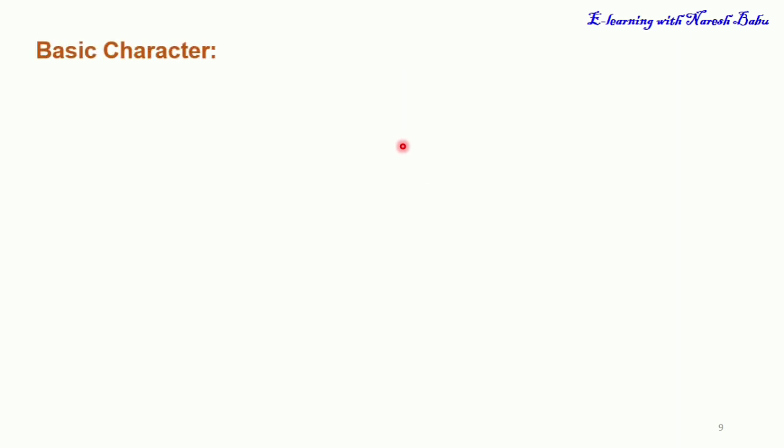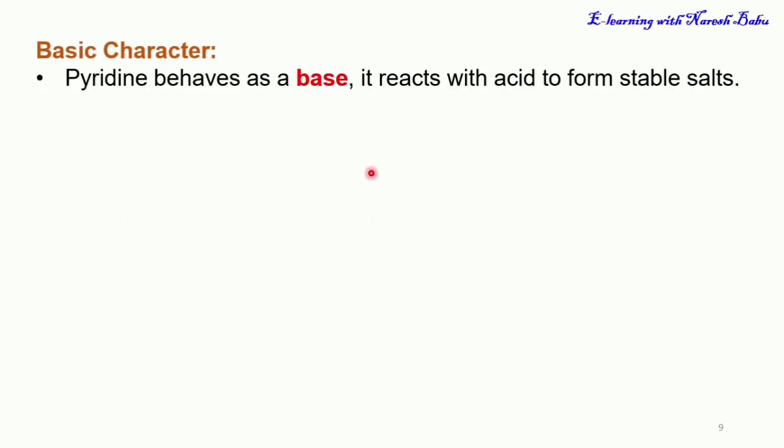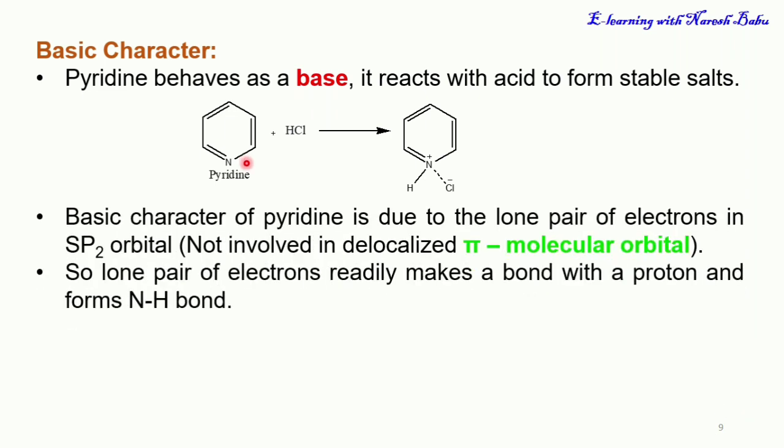Next we come to the basic character of pyridine. It's also very important for the examination. Pyridine behaves as a base, so it reacts with acid to form stable salts. Whenever it reacts with an acid and gives a stable salt, we can consider that it has basic character. Pyridine easily forms a salt when reacted with an acid like hydrochloric acid.